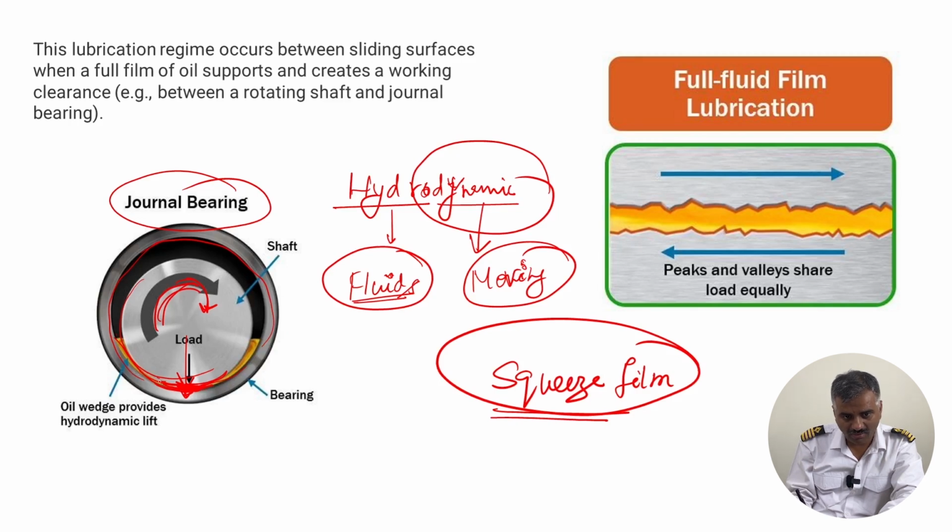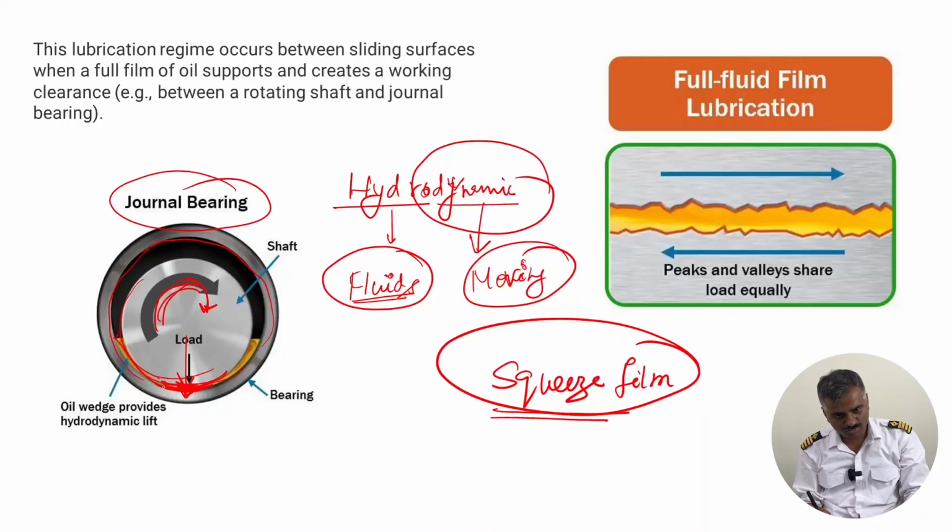Squeeze film, full fluid film, or hydrodynamic lubrication: the names are different, but the concept is the same. This creates an oil wedge. Oil squeezes inside, and this creates a wedge. You know a wedge, like the jack. It is like a jack which lifts something, like when you put a wooden plank or a wedge under something to lift it up, pushing it upward.